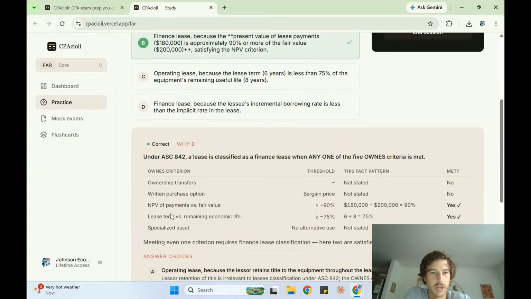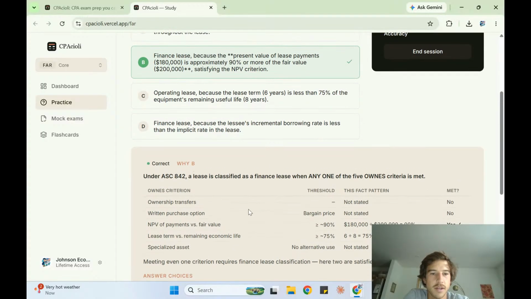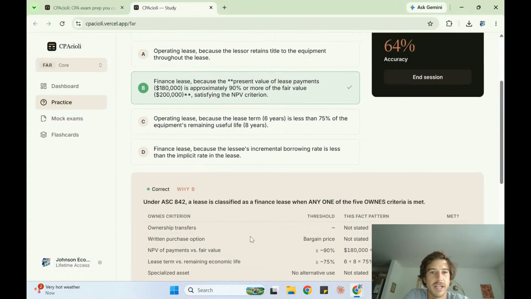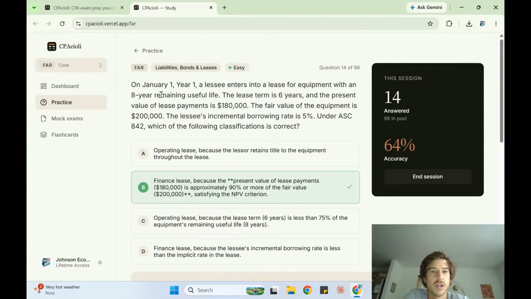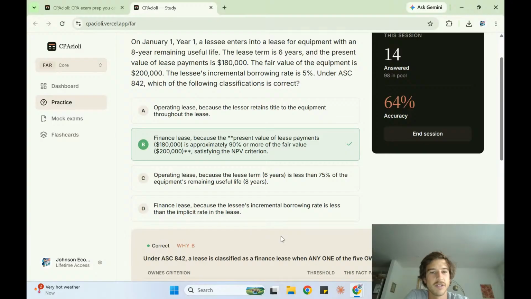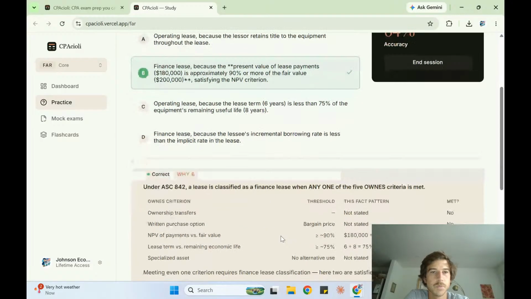So these are the five criteria. Basically, if any one of these is true, then it's a financing lease. Also the lease term versus the remaining economic life. The lease term is 6 years, and it was an 8-year remaining useful life, so that was 75%. So that also would constitute it as a finance lease. Cool.